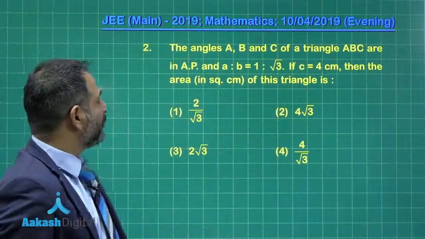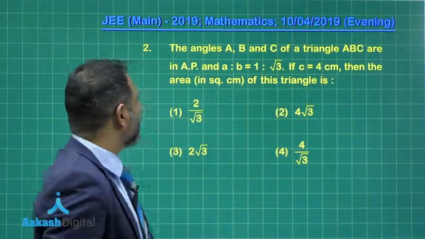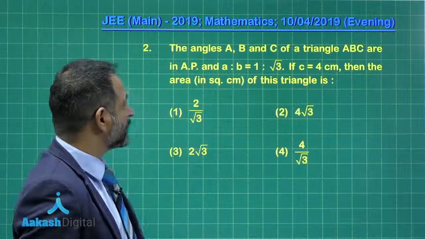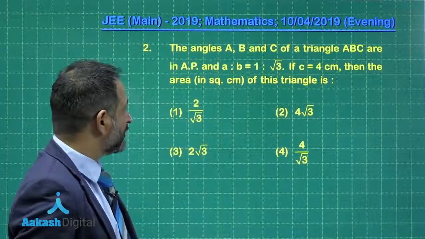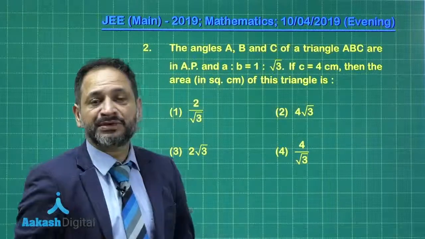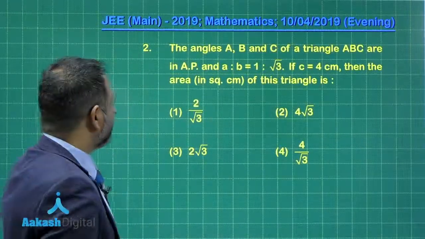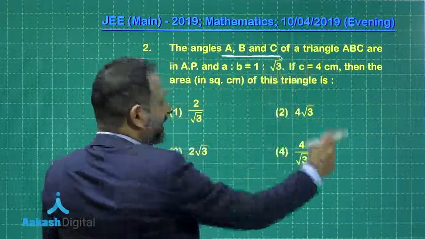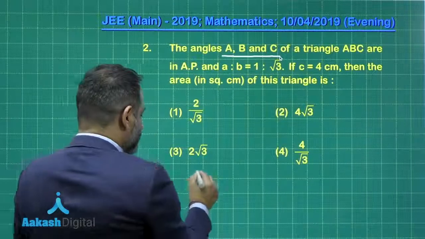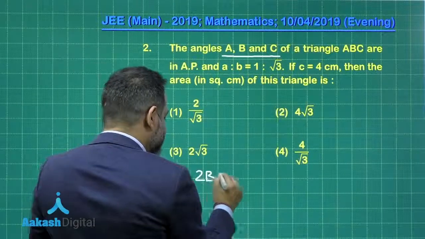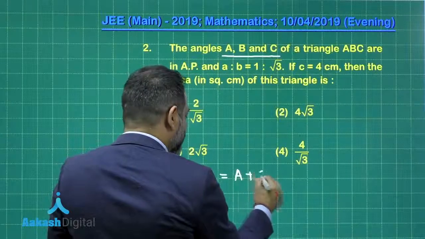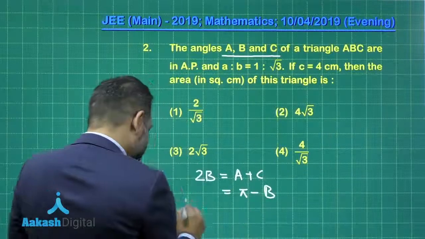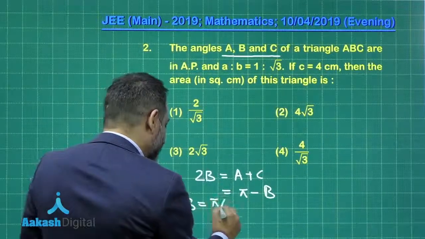Now this is a problem from solution of triangle. A, B, C are angles of a triangle which are in AP, and the ratio of two sides a is to b is given, that is 1 is to root 3. If the third side is 4, then what is the area of the triangle? Again an easier one. You can notice this point that the angles are in AP, and you know that if the angles are in AP, then 2b is equal to a plus c, and if you replace a plus c with pi minus b, you will get b is equal to pi by 3 here.